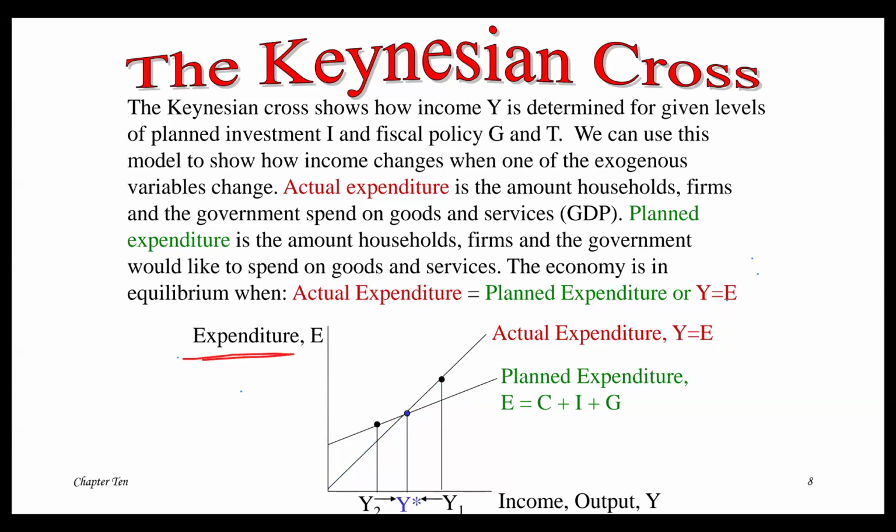So expenditure is this side. The actual expenditure is fixed like this. Then you have the planned expenditure, which starts from somewhere here. Why should it start from here, not from zero? It's because most of the time in consumption, we always have autonomous consumption. You get what I mean? There's always autonomous expenditure where we start from here. Okay?